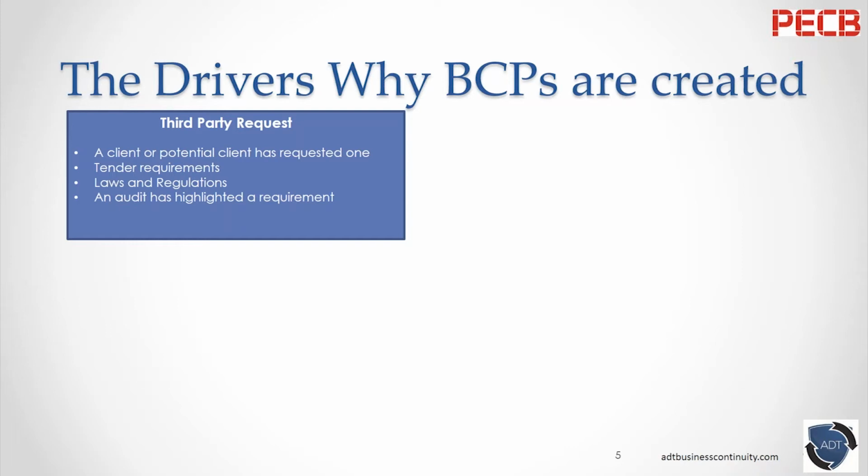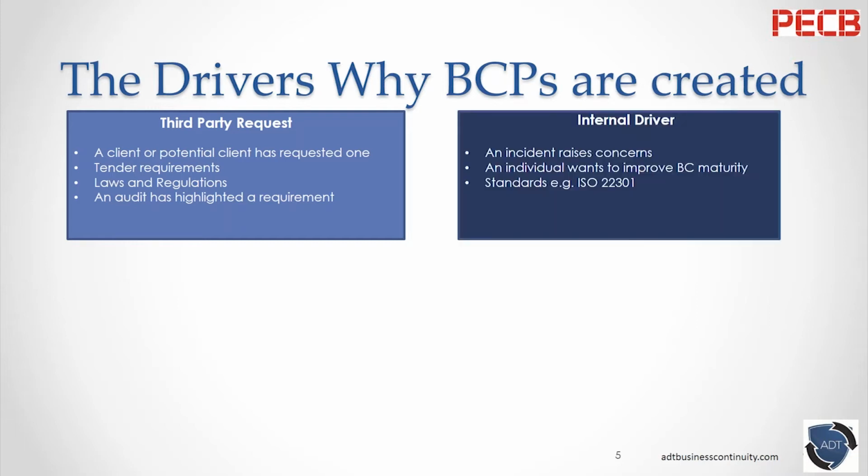Laws and regulations, so different countries and different places have different laws about what you need to do, so that will be an external driver. And also regulations, so different industries will have different regulations. For example, the banking industry will have much stricter regulations than, say, the catering industry, because it's a national infrastructure thing that is important for them to maintain good business continuity. Another one, we get a lot of these, where an audit comes in and they highlight a major requirement. They'll say your business continuity is not up to standard, you need a business continuity plan. So these are the key areas where you get a third-party request.